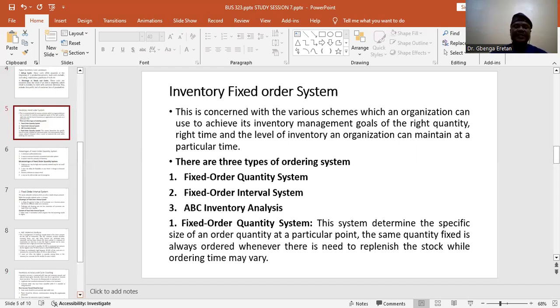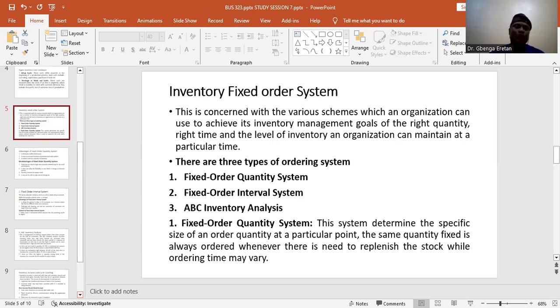In this case, there are 3 types of ordering system. 1, fixed order quantity system. 2, fixed order interval system. And 3, ABC inventory analysis.